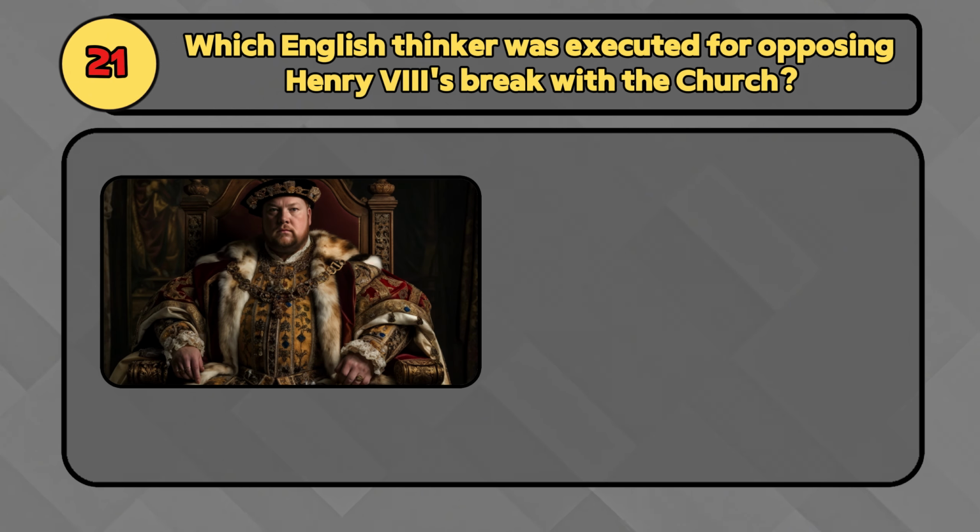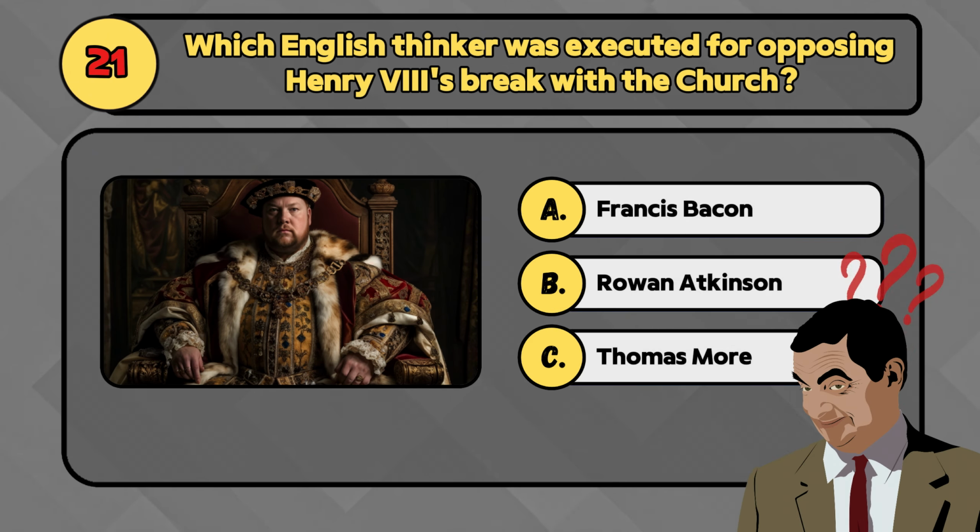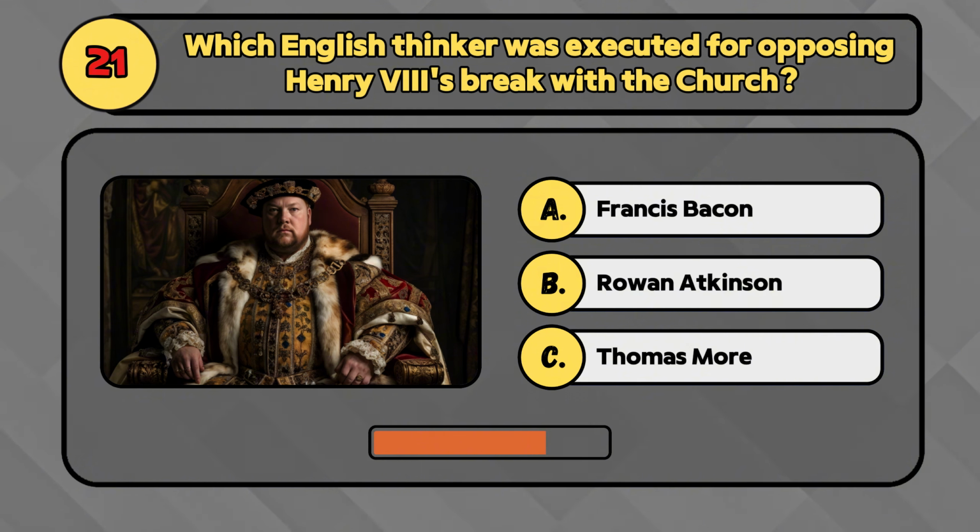Which English thinker was executed for opposing Henry VIII's break with the Church? Thomas More was executed for refusing to support Henry VIII's religious split. Which invention allowed books to be mass-produced in Europe? Movable type printing enabled the mass production of books.